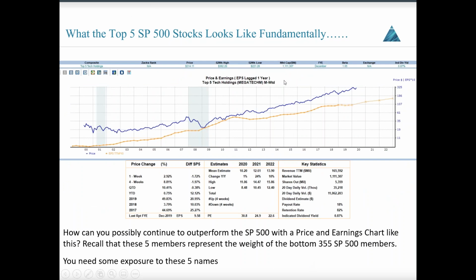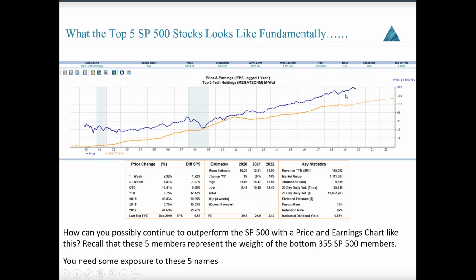I actually created a composite last night of the Megatech group. This is the top 5 stocks. This is your competition, everyone, right? These top 5 names in the S&P 500 represent the equivalent weight of the bottom 355. Take a look at this earnings line. If we're going to beat the S&P 500, we've got to have some exposure to these names, because these names are literally carrying the S&P 500.